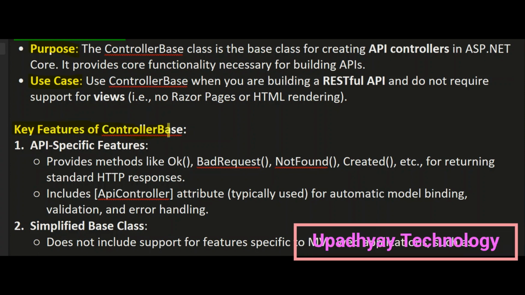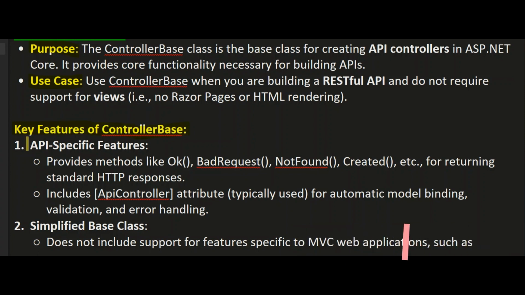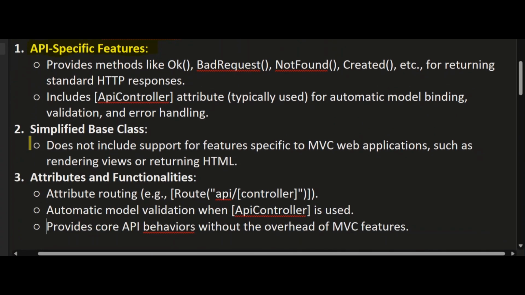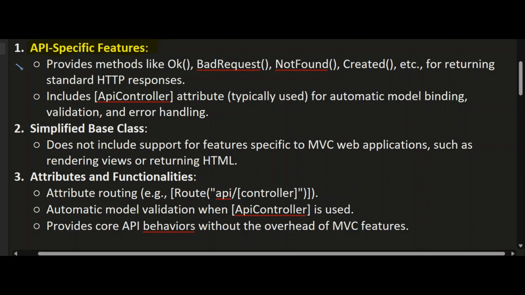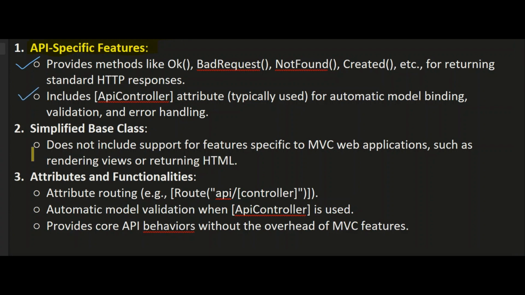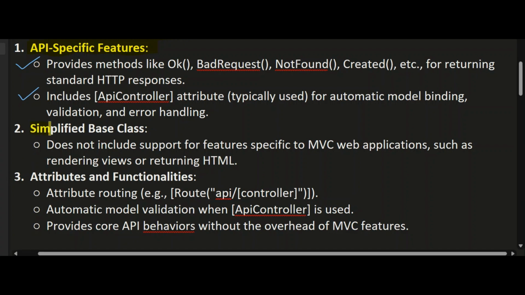Key features of ControllerBase. API-specific features: provides methods like Ok, BadRequest, NotFound, Created, etc. for returning standard HTTP responses. Includes the ApiController attribute, typically used for automatic model binding, validation, and error handling. Simplified base class: does not include support for features specific to MVC web applications, such as rendering views or returning HTML.